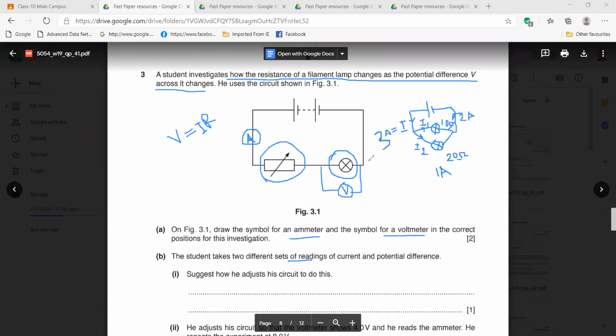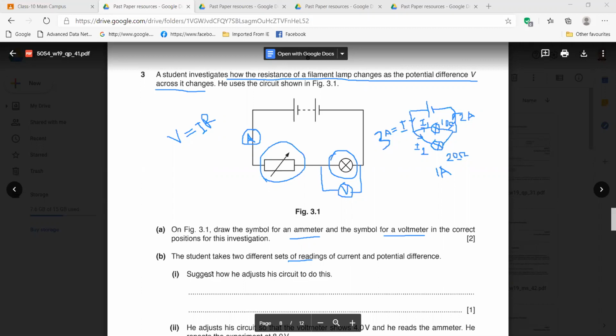Otherwise, I am in confusion. Yes, sir. You are understanding, right? So if you are decreasing this resistance, then the current will increase in the whole circuit. When the current increases, the voltage across this lamp will also increase, because V equals IR, right? If you are getting more current, that means you are getting more voltage.